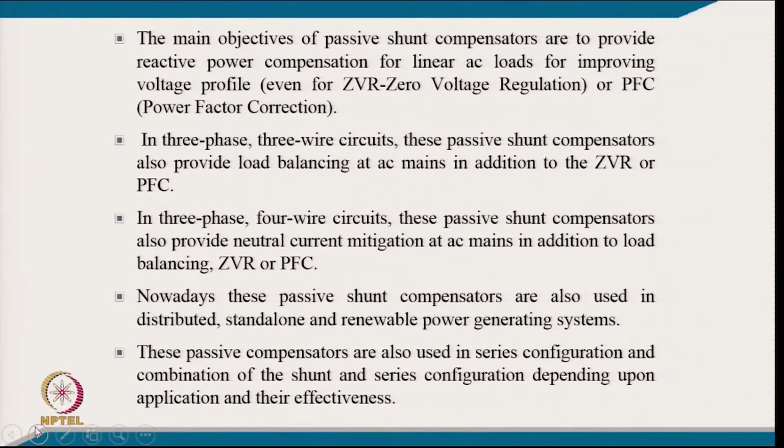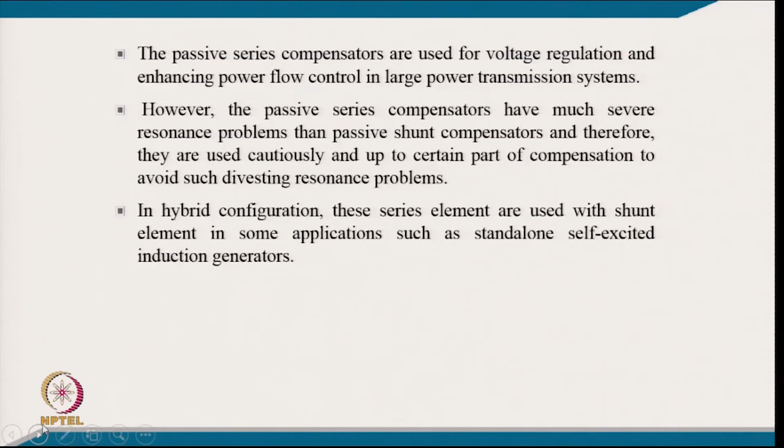Nowadays these passive shunt compensators are also used in distributed standalone or renewable power generating systems. This requires their application because you would like to have neutral current compensation, so that the sources are not loaded because of the reactive power, and they should not have any negative sequence current or unbalanced current. These passive compensators are also used in series configuration and in a combination of shunt and series configuration, depending upon the application and their effectiveness.